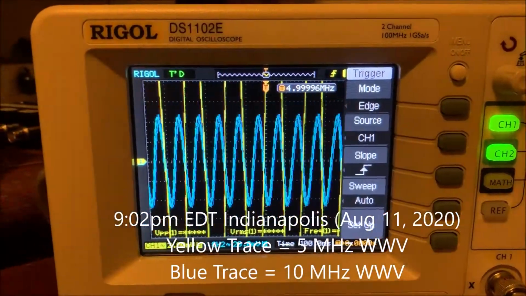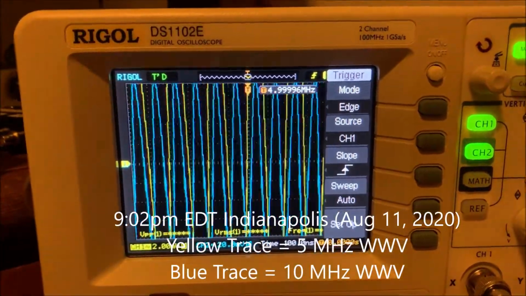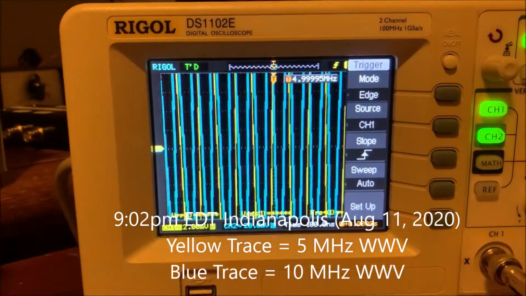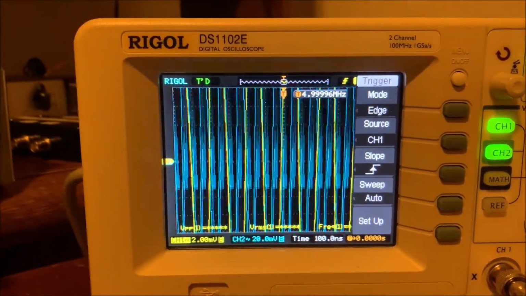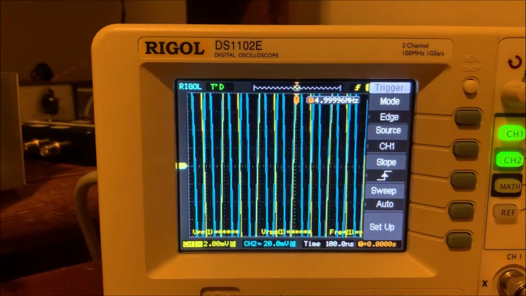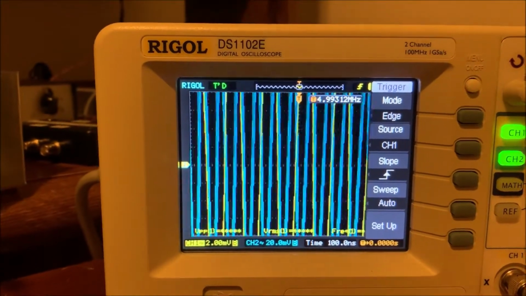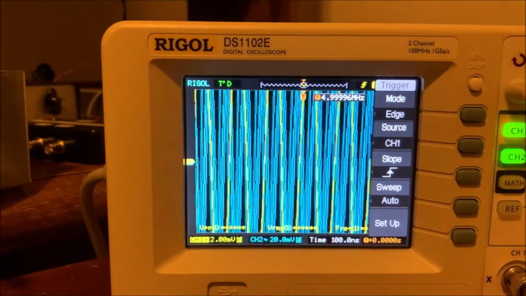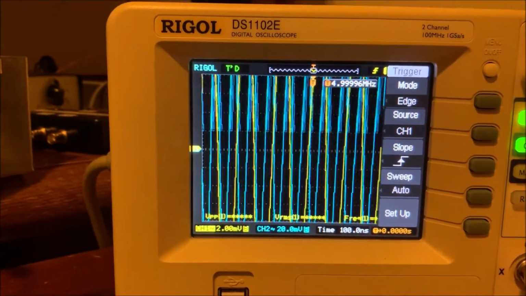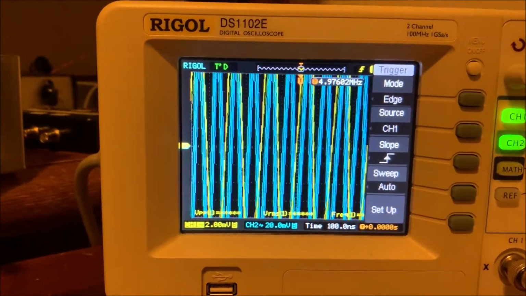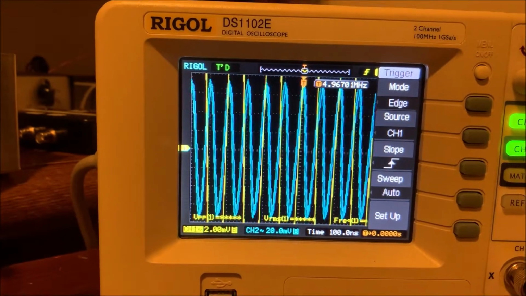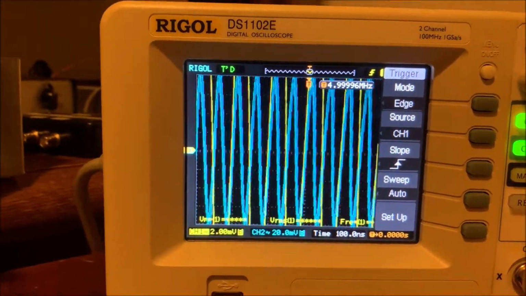Okay, this is 9 o'clock at night, and you can see the 10 MHz signal is now moving right to left, so opposite what we see in the morning. This would say that the 10 MHz signal is higher in frequency than the yellow trace times 2, which is a 5 MHz signal.